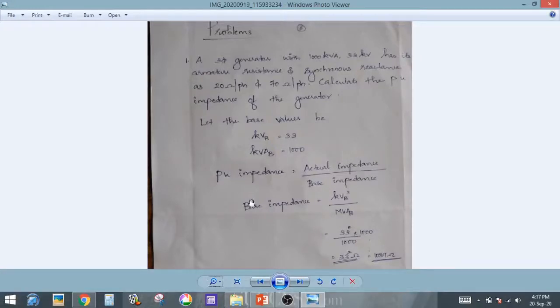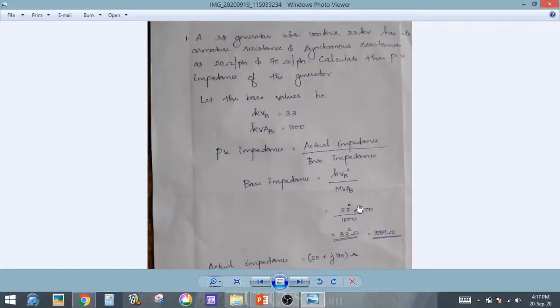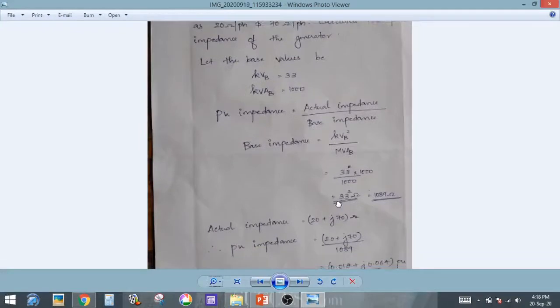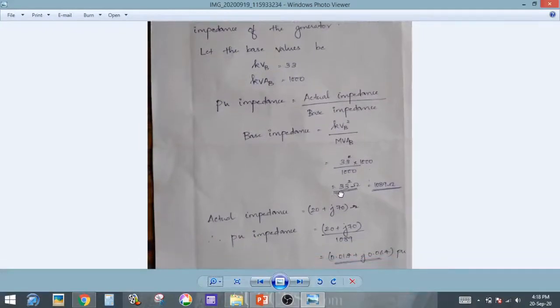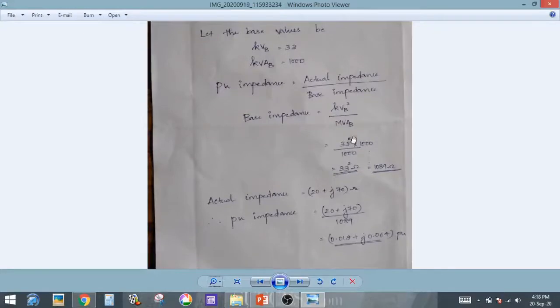Then per unit impedance equal to actual impedance by base impedance, and base impedance equal to base kV the whole square divided by base MVA. Here base kV is 33, so 33 square divided by base MVA. Base kVA equal to 1000, so 1000 divided by 10 raised to 3. That 10 raised to 3 goes to numerator as this 1000. So by simplifying we get the answer as 1089 ohm, and this is the base impedance.